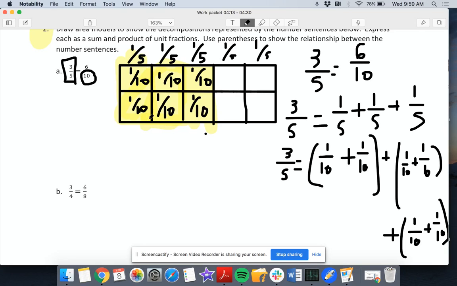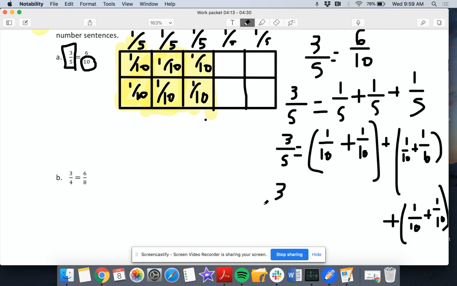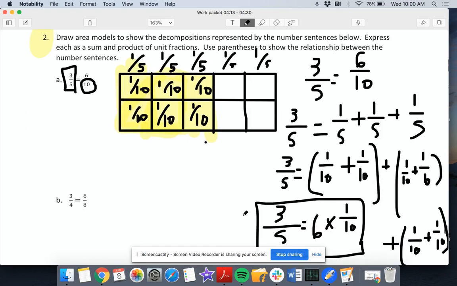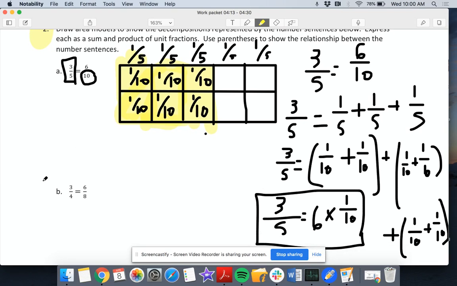How can we rewrite this as a number sentence? We could say 3/5 is equal to how many boxes do we have that are shaded? 1, 2, 3, 4, 5, 6 times our unit fraction, which is 1/10. Okay. You could break that up in more ways, but for now, let's just focus on this multiplication sentence and this number sentence, okay? So go ahead and try B right now on your own.